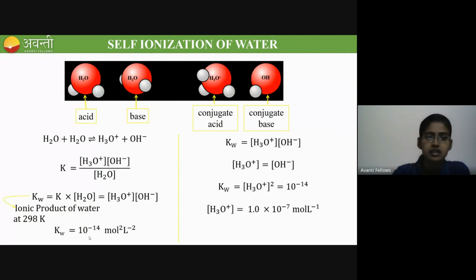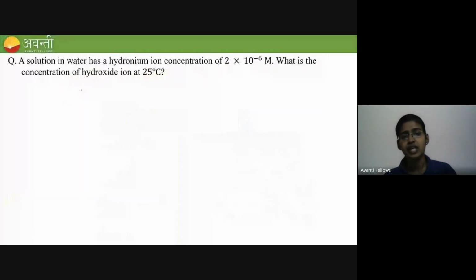Got it? Now we will solve one question. A solution in water has a hydronium ion concentration of 2 into 10 power minus 6 molar. What is the concentration of hydroxide ion? Hydronium ion is nothing but H3O plus or H plus ion, and that concentration is given. We have it at 25 degrees Celsius. How to solve this? What is 25 degrees Celsius? It is nothing but 298 Kelvin, right?